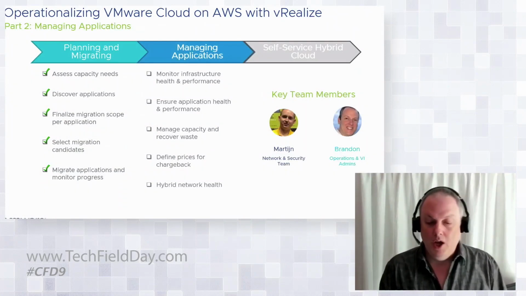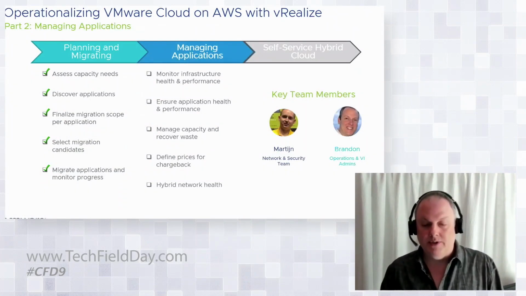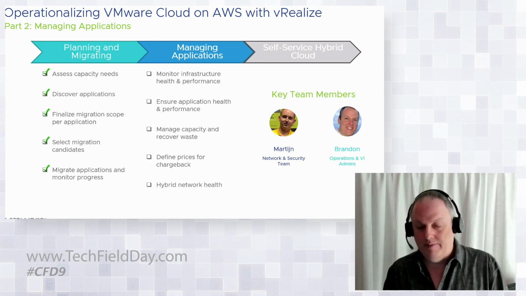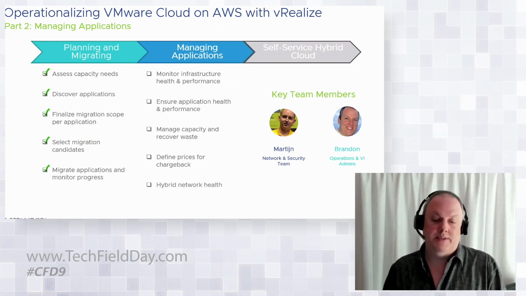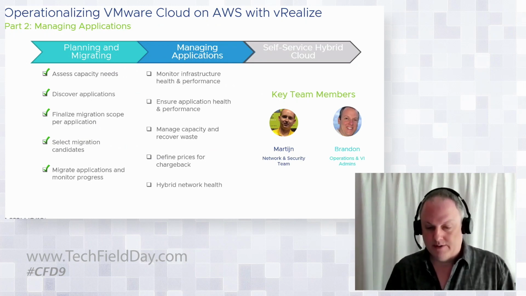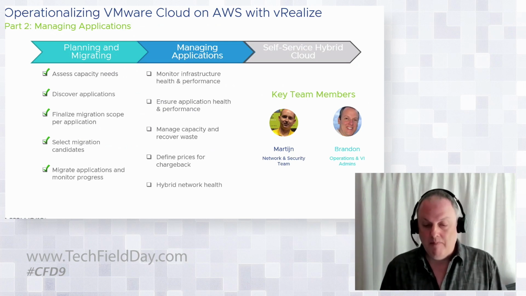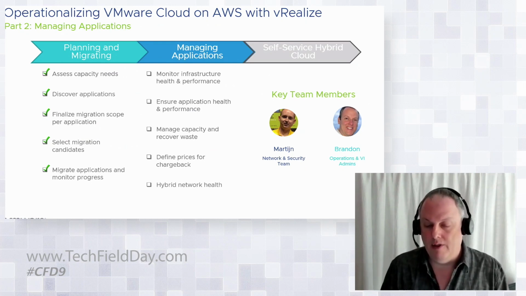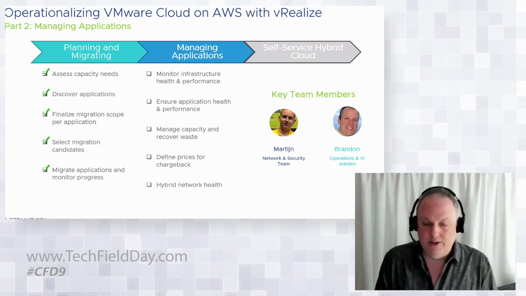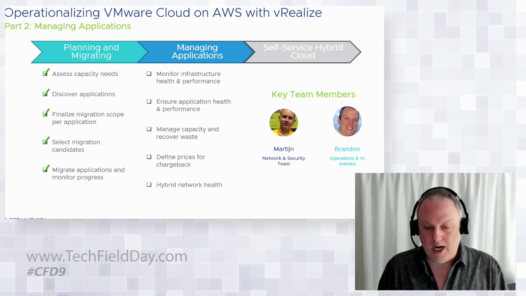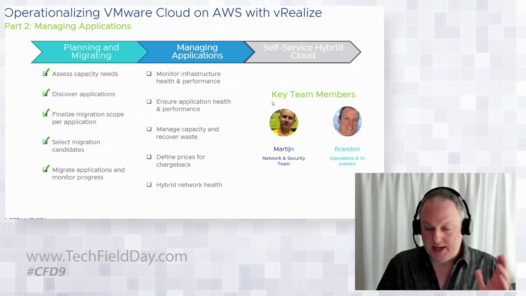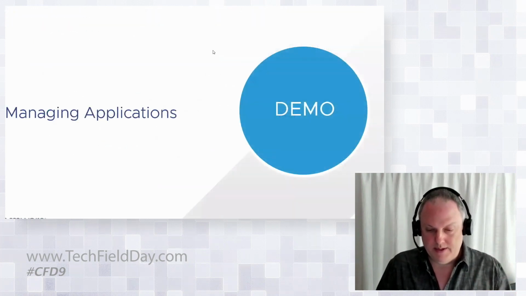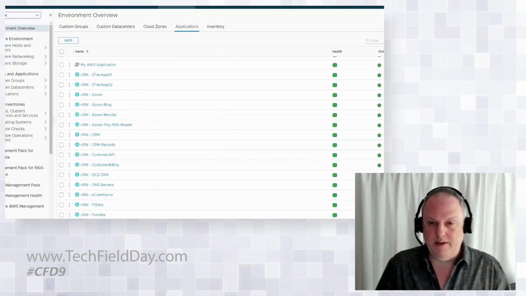In this section, we're going to be monitoring the infrastructure, looking at the health of the infrastructure and virtual machines, making sure the applications or virtual machines are performing well. We'll look at capacity and waste, do some chargeback, and also look at the health of the network itself. This applies to both brownfield and greenfield. So with that, let me switch over to the demo.